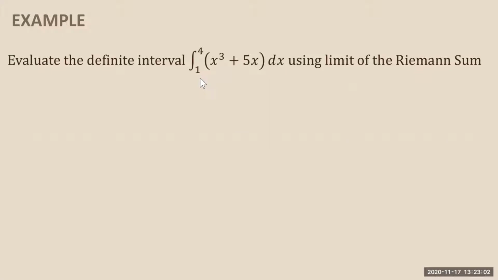Evaluate the definite integral, that is integration from 1 through 4 of x cubed plus 5x dx using the limit of the Riemann sum. So when we say the limit of the Riemann sum, in order to evaluate the definite integral, we use this formula: limit as n approaches infinity of the sum from k equal to 1 through n of f of x k delta x.